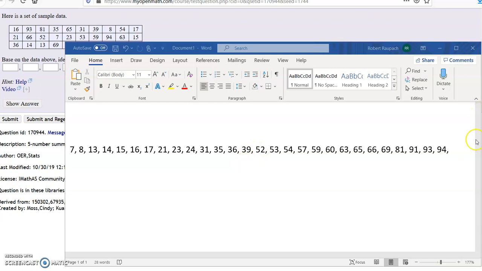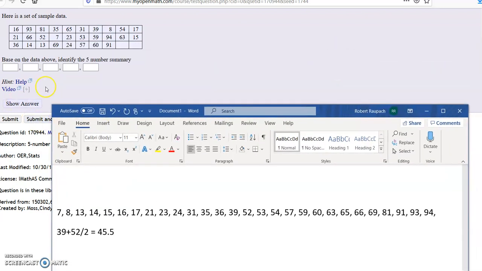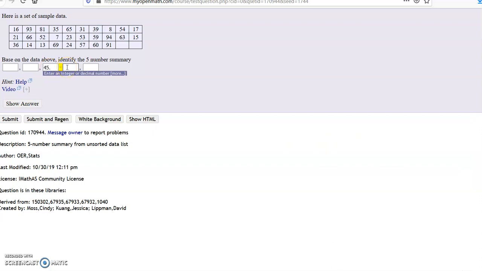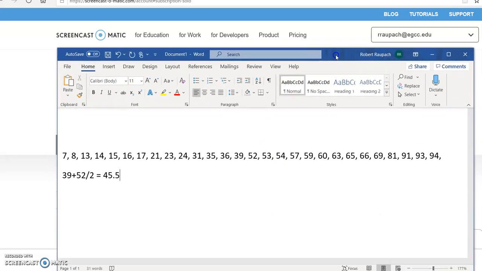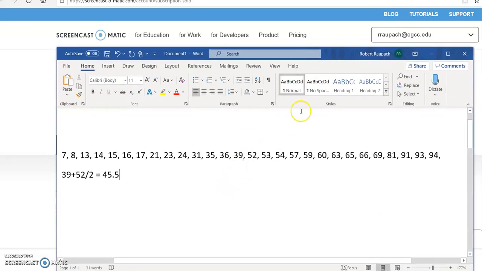So if I take 39 plus 52, that whole thing divided by 2. I know I didn't show it that way, but 39 plus 52 divided by 2. So you're going to go 39 plus 52 equals 91, divided by 2 equals 45.5. So your median is 45.5. That's the one in the middle.